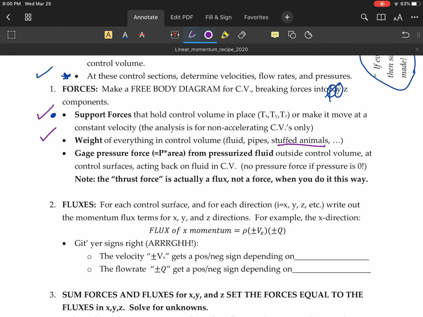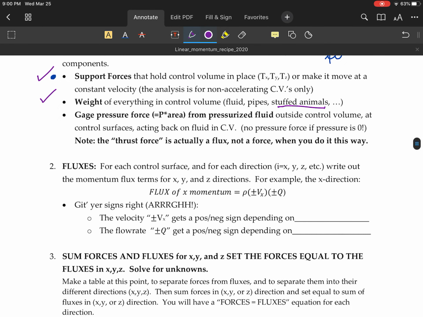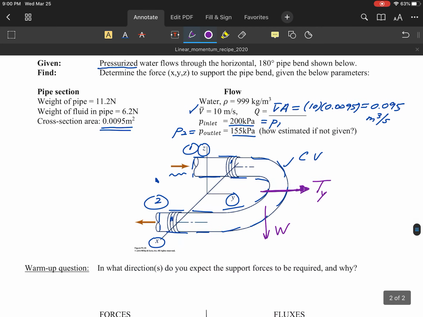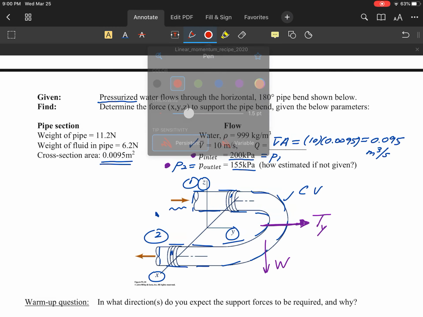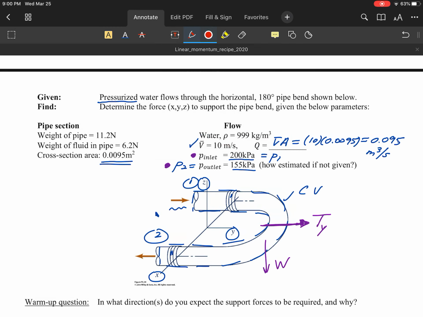Gauge pressure force from any pressurized fluid outside of the control volume at the control surface acting back in on the fluid in the control volume. No pressure force if the pressure is 0, okay? So because locations number 1 and locations number 2 are pressurized, this is not a free jet at 1 and 2, there is actually going to be a pressure force at both of those locations from the fluid outside of the control volume acting back in on the fluid inside the control volume.